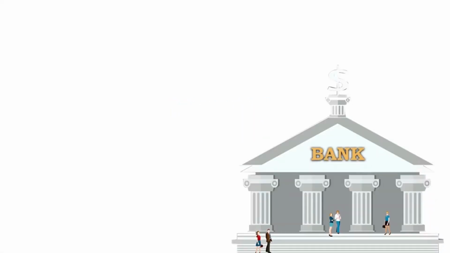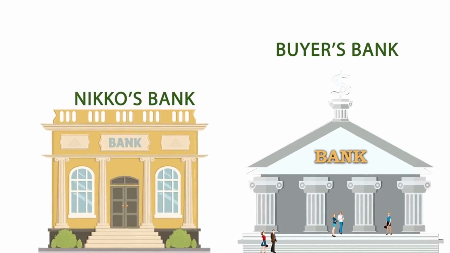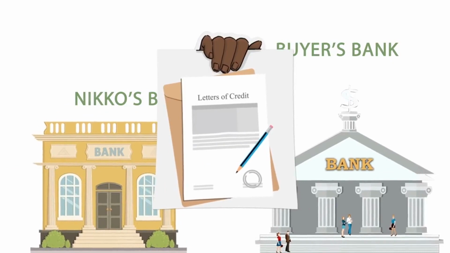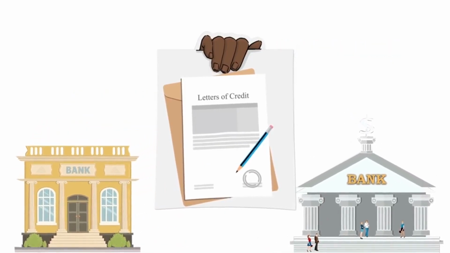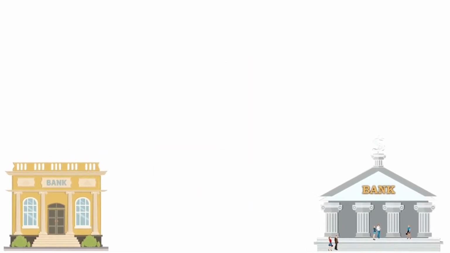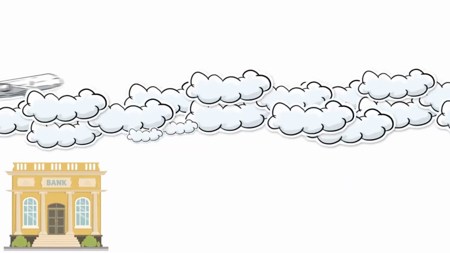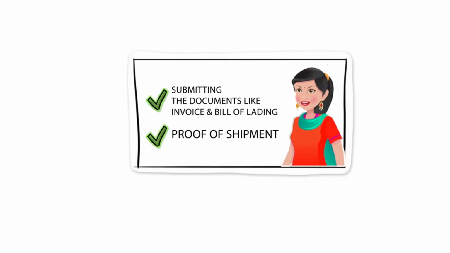5. Letters of credit. An LC payment involves the buyer's bank and Niku's bank. Under an LC, a commitment is given by the buyer's bank that payment will be made to Niku provided that the terms and conditions stated in the LC have been met. Niku then ships the goods and submits the documents such as invoice, bill of lading, etc. to her bank as proof of shipment. Once documents are submitted, payment is released.